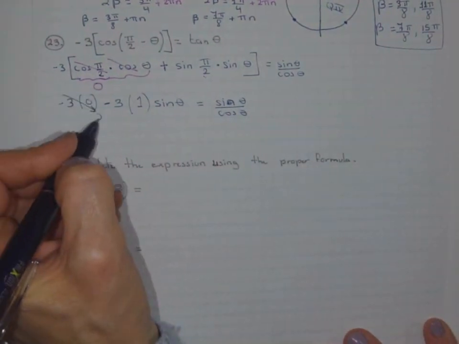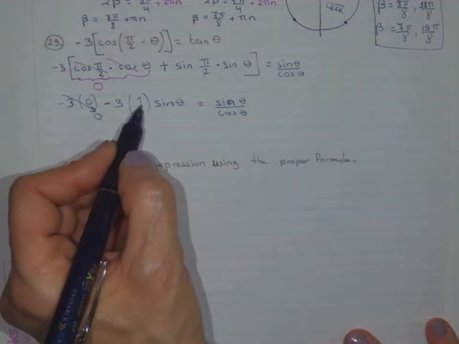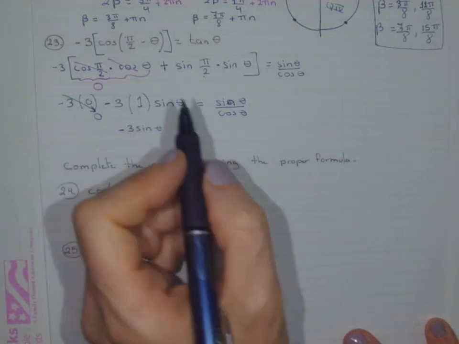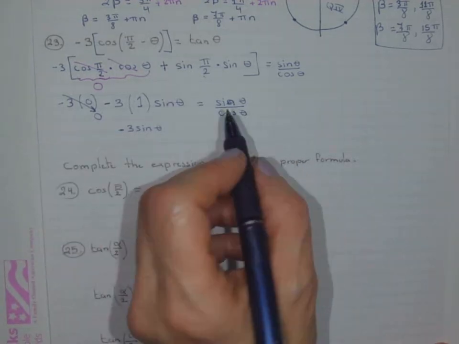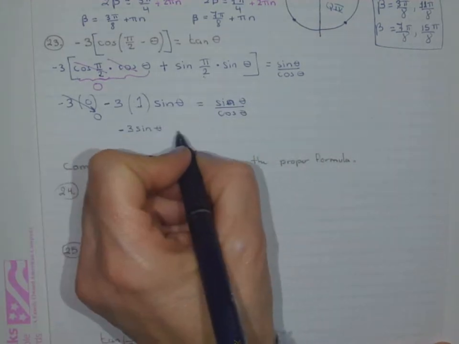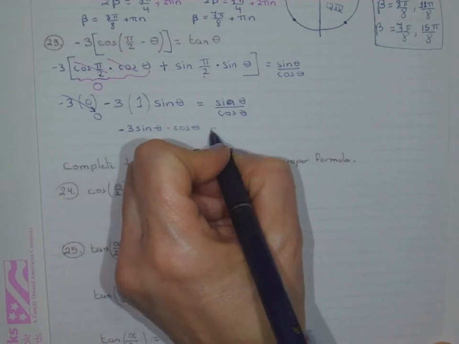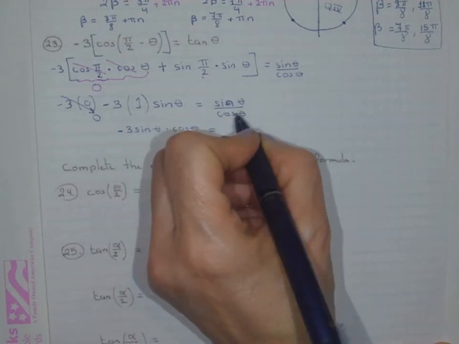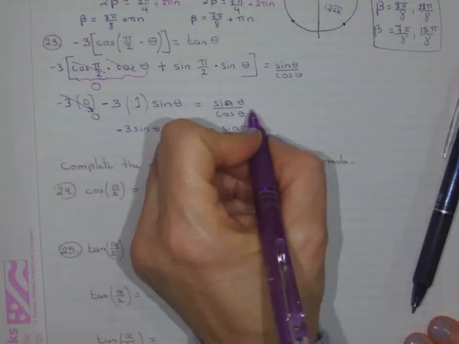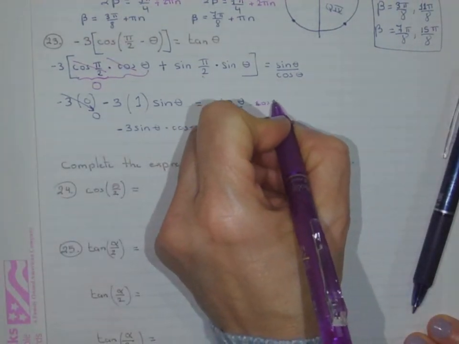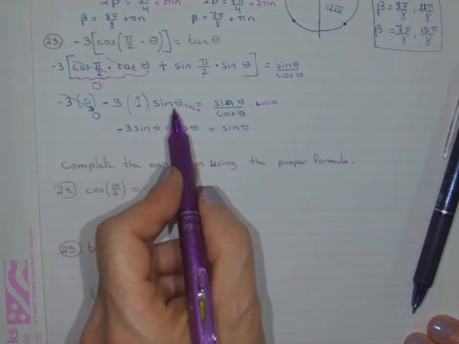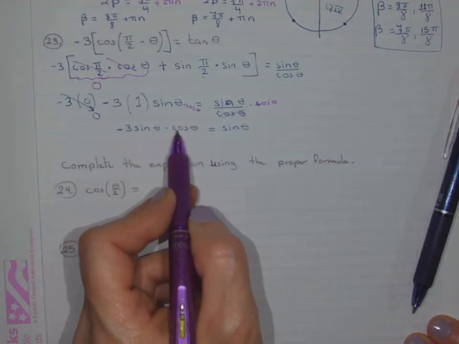Alright, this here just goes to 0, so we can ignore it. Negative 3 times 1 is negative 3, so I have a negative 3 sine theta. And I don't want that fraction there, so I'm going to go ahead and multiply both sides by a cosine. So multiplying this by a cosine will give me cosine theta, and multiplying here by a cosine will just cancel that cosine. I hope you can see that. What I'm doing is multiplying that side by a cosine and that side by a cosine, right? So those are cancelling, and that will just be negative 3 sine cosine, right there.